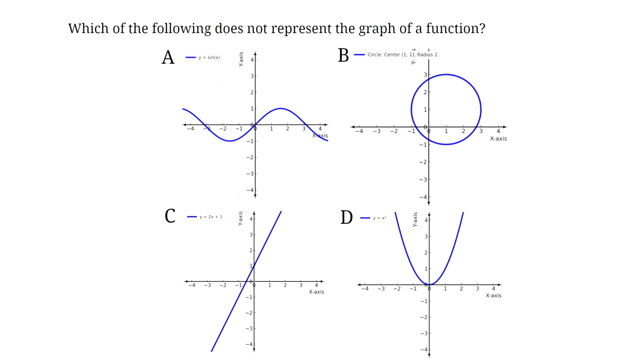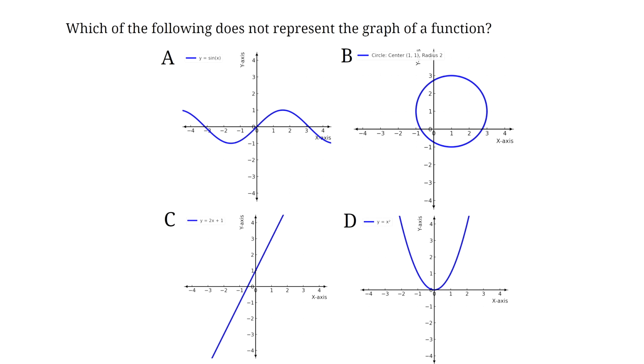Which of the following does not represent the graph of a function? To pass the GED math test, you must be able to identify functions, whether it's written in a table or a graph. For a graph to be a function, no x value can have multiple y values. We verify this on a graph by using the vertical line test. When we draw vertical lines, it cannot touch more than one point on the graph.